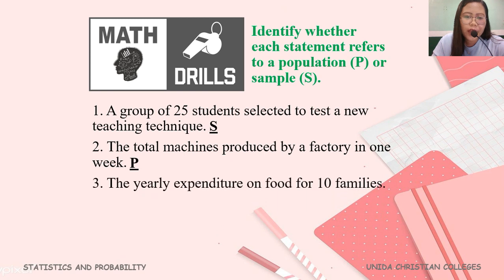Number 3, the yearly expenditure on food for 10 families. Naging specific siya sa number of families. That's why it is a sample. Ibig sabihin sila na yung mga napili. Number 4, all legal immigrants of Canada. What is the keyword? We have the word all, lahat, buo. That's why it is a population.